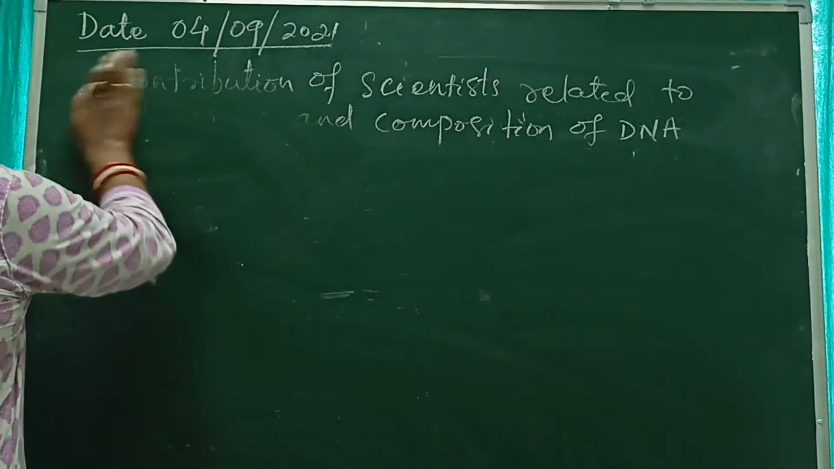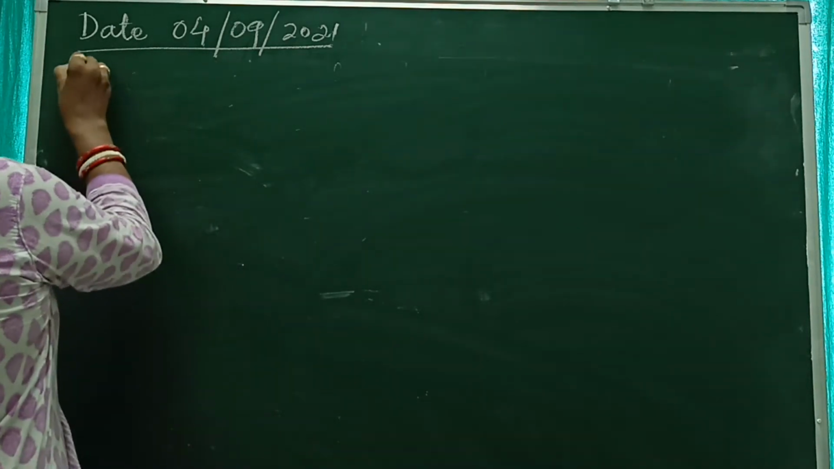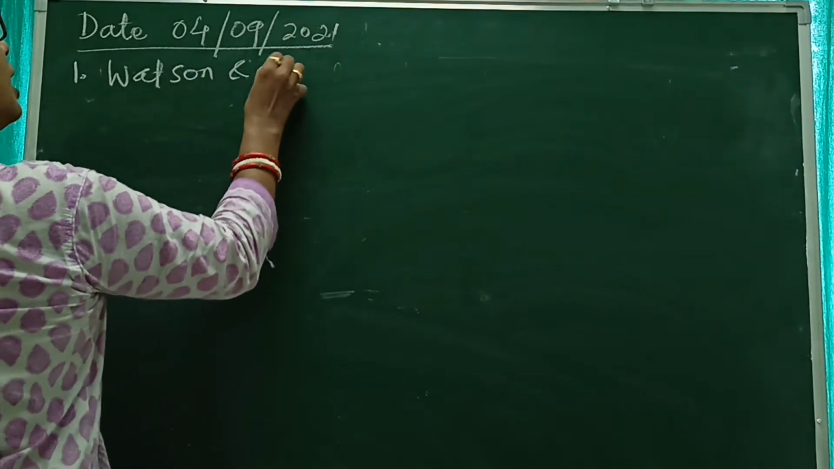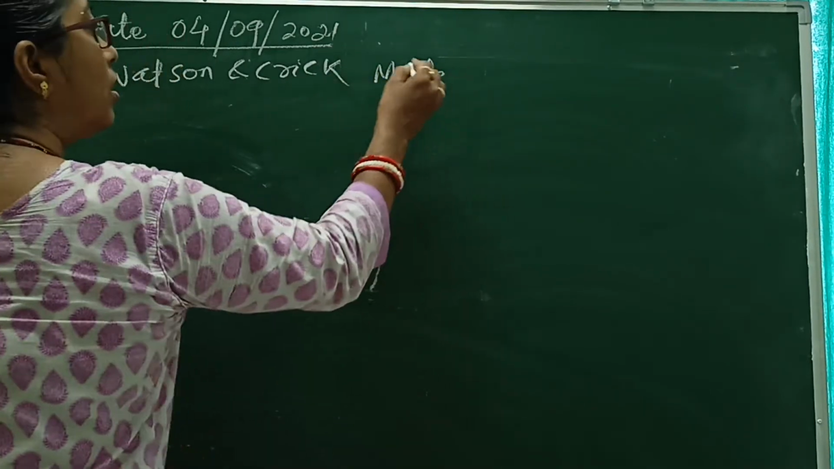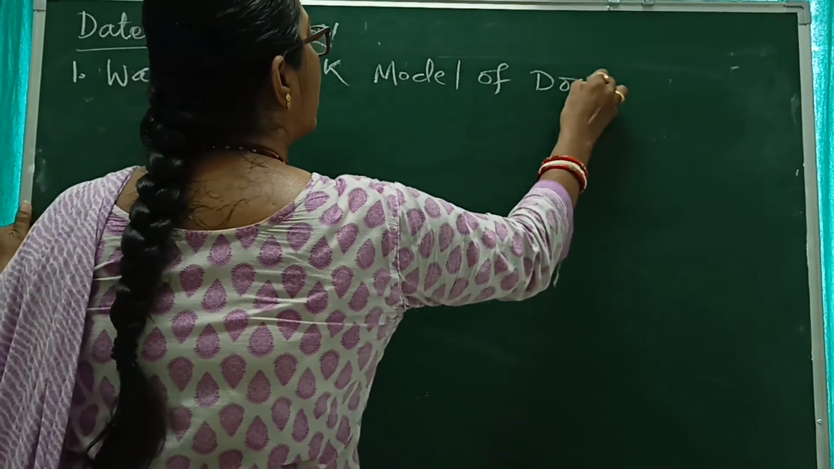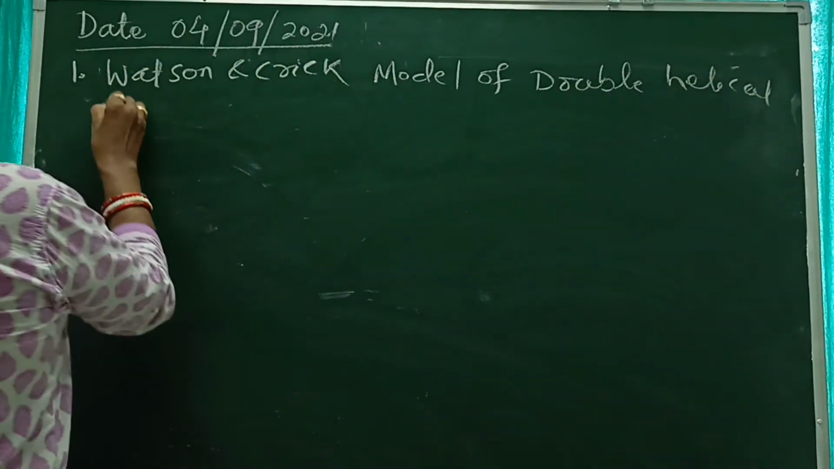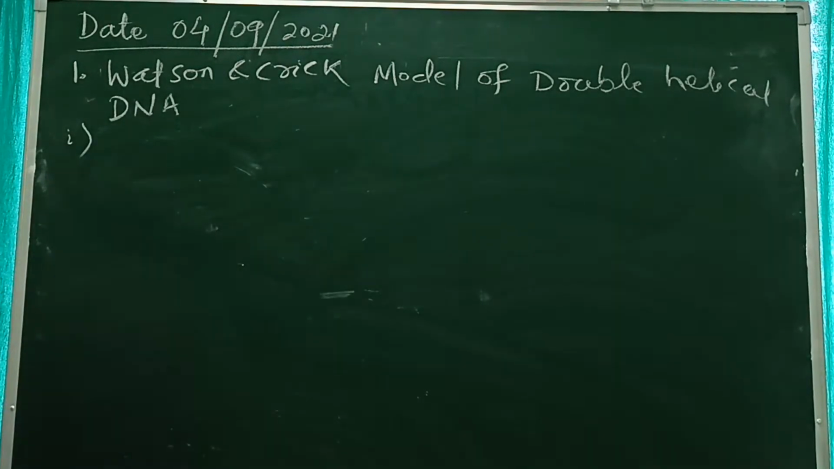So, here I will write, in the last class I have already explained the points, structurally I have explained the double helical model proposed by Watson and Crick, and today I will be discussing the Watson and Crick model of double helical DNA. इसका क्या क्या उन्होंने DNA के बारे में बताया?